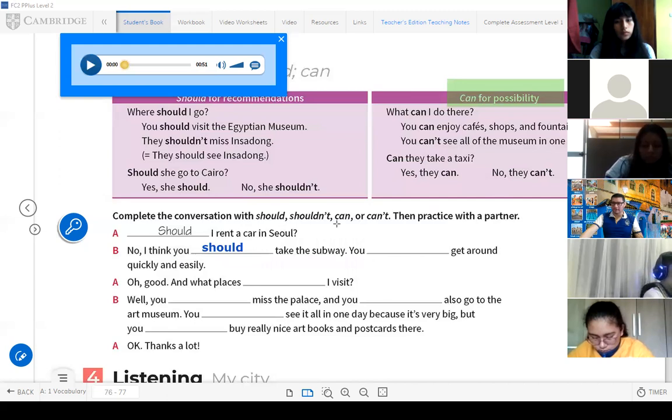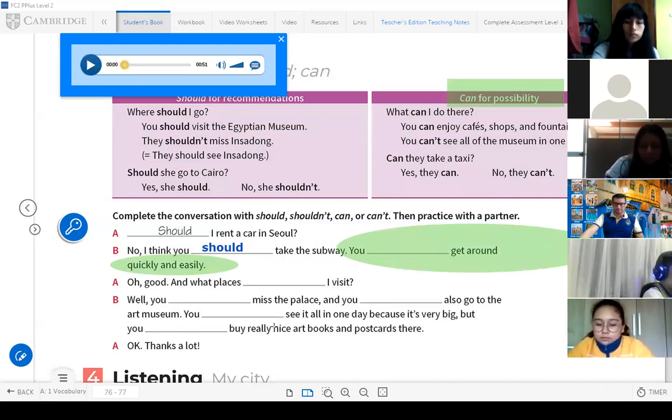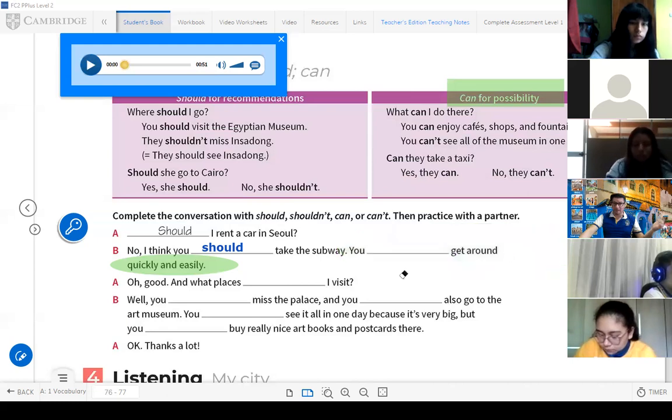¿Qué más? Dice, you get around quickly and easily. What's on this part? A recommendation or a possibility? What do you think? ¿Podrá ser una recommendation, you get around quickly and easily? I don't think so, right?